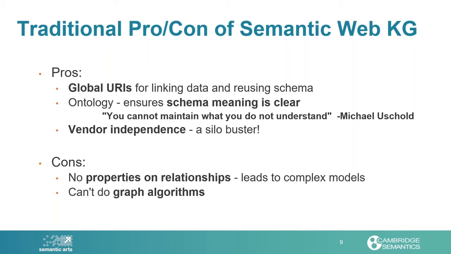Another knock has been, well, you can't do graph algorithms. Most semantic web knowledge graphs are great for queries, but they don't actually do true graph algorithms like shortest path or page rank, things like that.